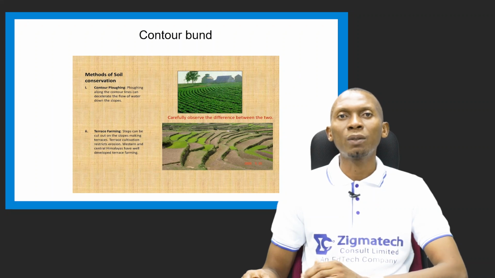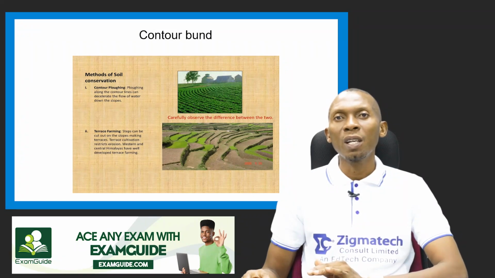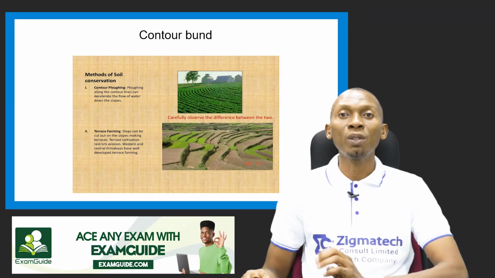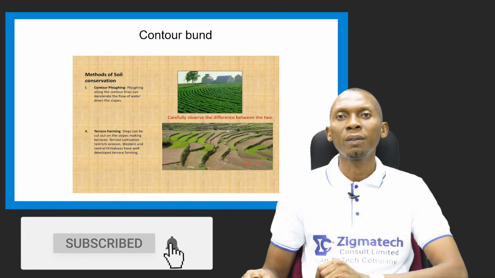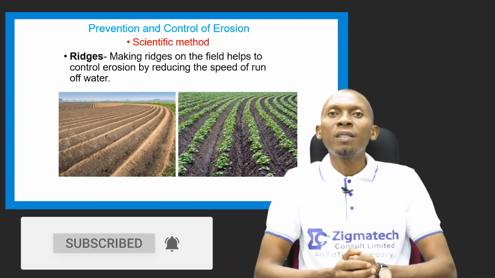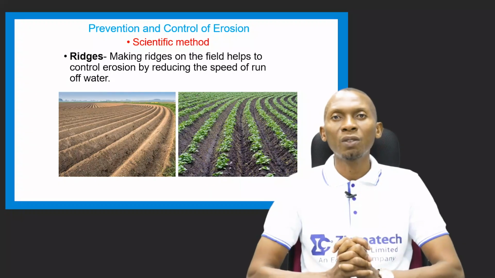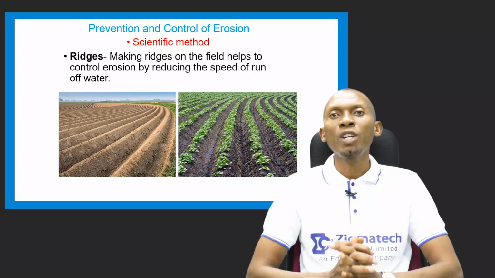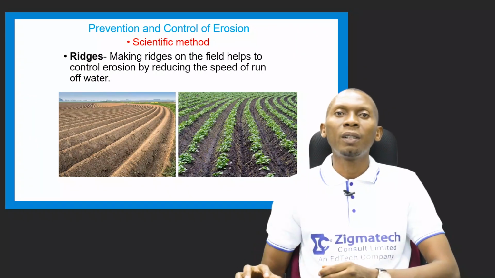So still talking about contour plowing and terracing, this picture just helps us to see the observable difference between contour plowing and terracing. Ridges is another scientific method used to control and to prevent erosion. So when you make ridges on the field, it can control erosion by reducing the speed of runoff water.